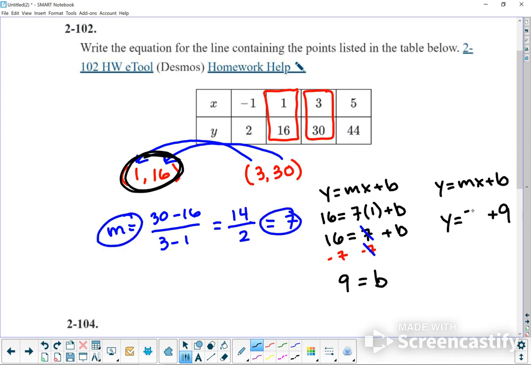So y equals 7x plus 9. And that is my answer. Okay, that is my answer.